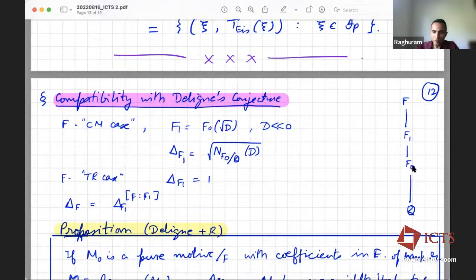F0 is my maximal totally real field, and F1 is this maybe totally imaginary quadratic, or it's just F0. So in the CM case, when F1 is indeed a CM field, I take an element D in this totally real field, which is totally negative, and I join its square root. Suppose F1 comes like that. I take the norm from F0 to Q of this quantity D and take its square root. I call that delta sub F1. So that's some kind of a discriminant term. And in the totally real case, I just define delta sub F1 to be 1. And delta sub F, up here, is just delta sub F1 raised to this degree, F over F1, okay?